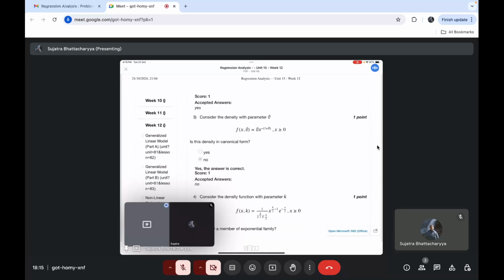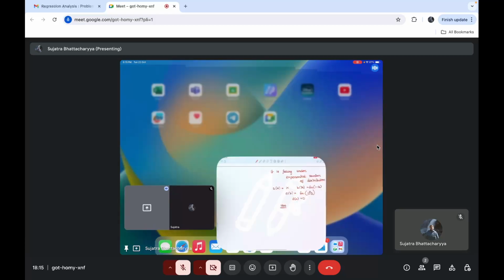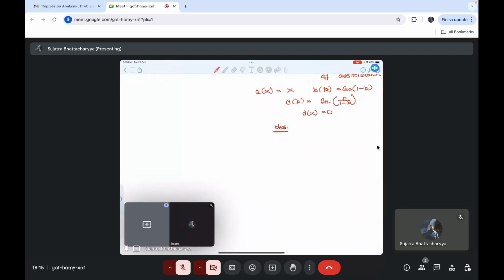Consider the density with parameter theta. Now this is another function which is given. Is this density in canonical form? This is the question. Before going to the canonical form, we have to first reduce it into the exponential family of distributions. So in the third question, the function given to you is f of x comma theta, where x is the random variable and theta is the natural parameter. This is theta times x to the power minus theta plus 1, with x greater than or equal to 0 as the condition for this density function.